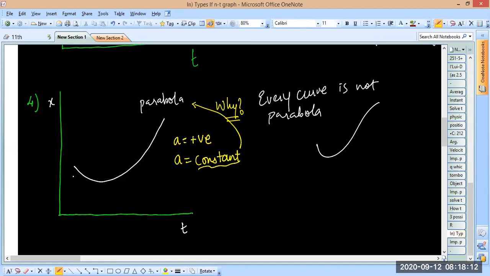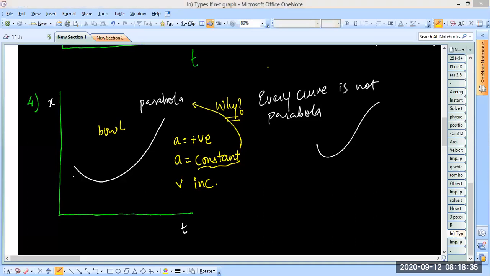So if xt graph is a parabola, acceleration is here like this, positive. You can see its bowl shape, isn't it? And that's why acceleration is positive, acceleration is constant. So obviously, you could say velocity is increasing, right? Because acceleration is positive, velocity is increasing. I'm not talking about speed. I'm talking about velocity, right? I'm not talking about speed.